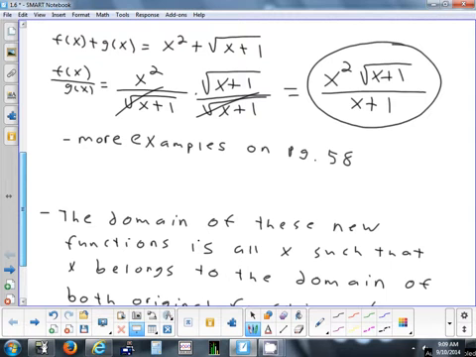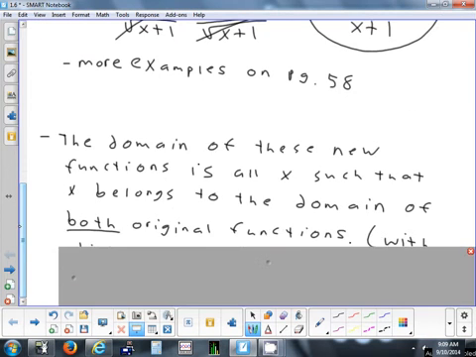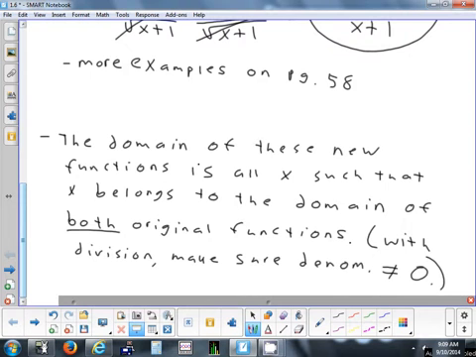Okay, we're going to go through some examples with domain in a minute. So with division, make sure you don't ever have the denominator equal to 0. If that happens, you need to take that value out of your domain.